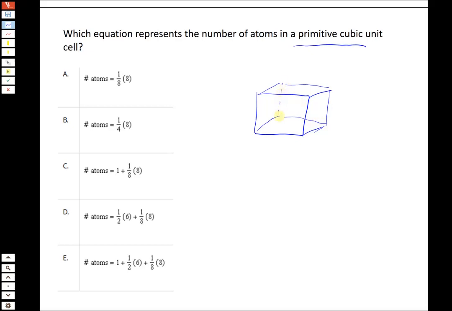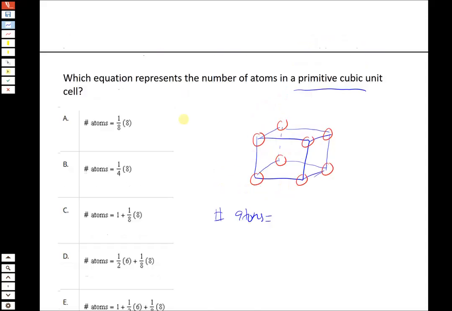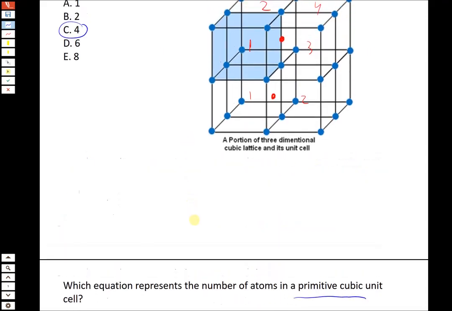Alright, so the primitive cubic cell, there's your cube, and what you have in a primitive cubic is just one atom on every corner. Alright, and so in that case, the only thing you have to count are the 8 corner atoms. So the number of atoms are going to be, each corner atom is shared by 8 unit cells. So again, that's helpful to look back at this picture here.